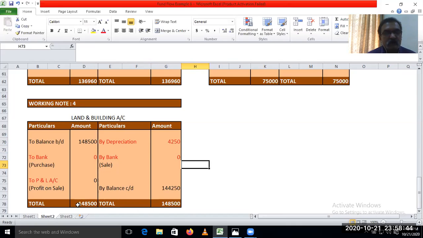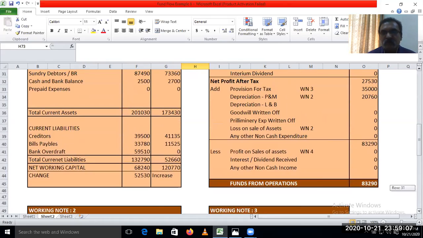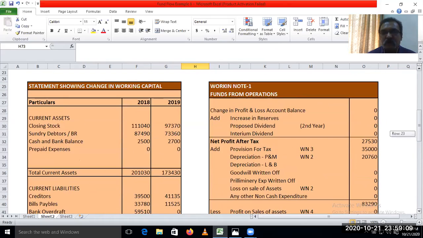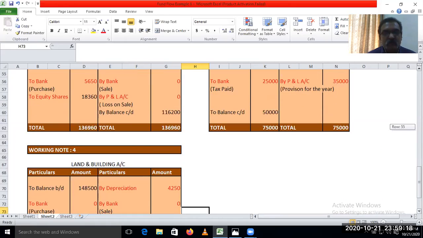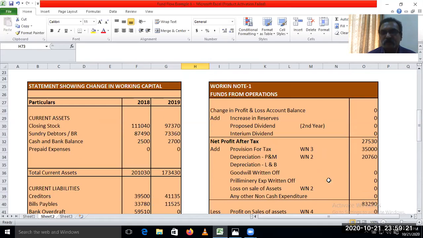You can check now this account is balanced. Now here there are three different items which are marked: depreciation, bank, again bank, P&L, but all are zero. Only one amount, that is the depreciation, we'll have to consider separately in the fund flow statement, and that is also in funds from operations. So in the funds from operations working note, here we have already considered depreciation on plant and machinery. Now depreciation on land and building rupees 4,250. So depreciation on land and building 4,250.